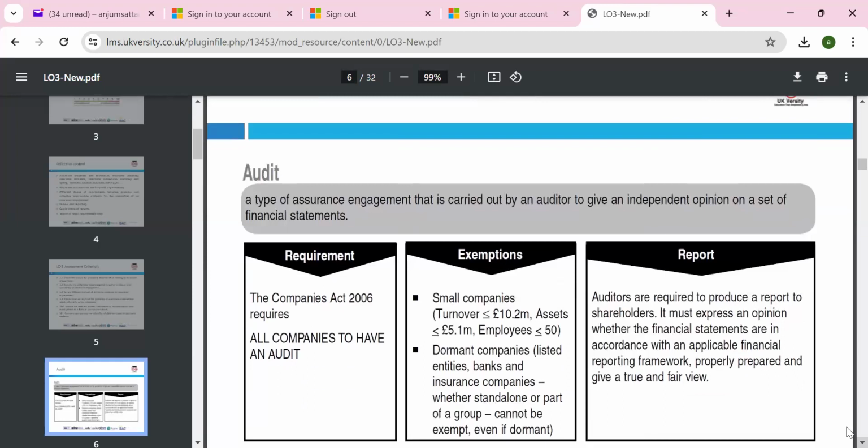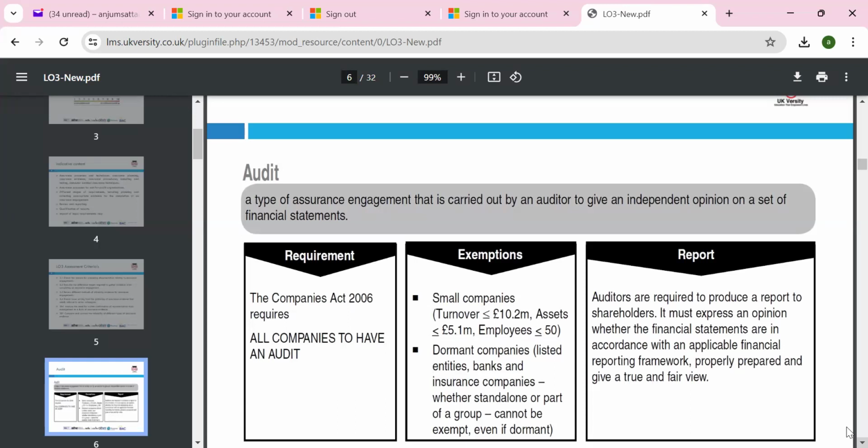Okay, so we had a discussion in the previous lesson as well. Audit is a type of assurance engagement carried out by auditors to give an independent opinion. The key thing is who is giving the assurance, and whether it is an independent opinion. In the case of Enron, Anderson gave the assurance, but that wasn't a factual independent opinion. So we need to make sure the financial statements are prepared true and fair.